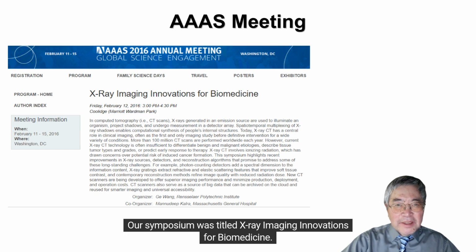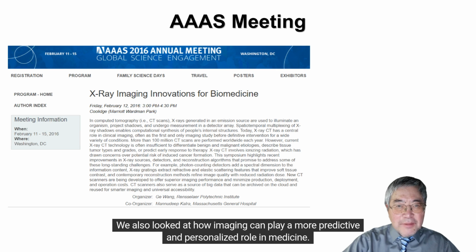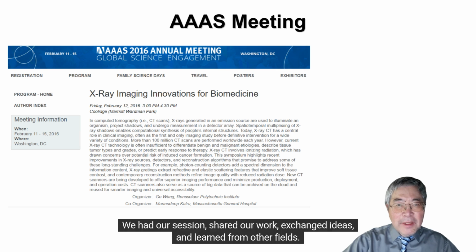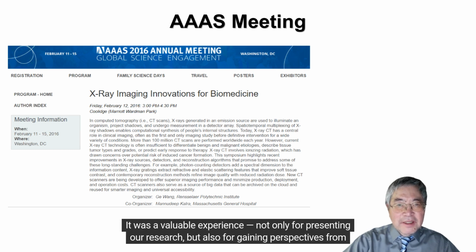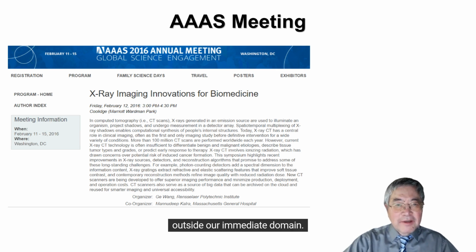Our symposium was titled X-ray Imaging Innovations for Biomedicine. We discussed advances in CT technology, covering both hardware improvements and algorithmic innovations. We also looked at how imaging can play a more predictive and personalized role in medicine. The meeting is structured into many symposiums running in parallel. We had our session, shared our work, exchanged ideas, and learned from other fields. It was a valuable experience, not only for presenting our research, but also for gaining perspectives from outside our immediate domain.